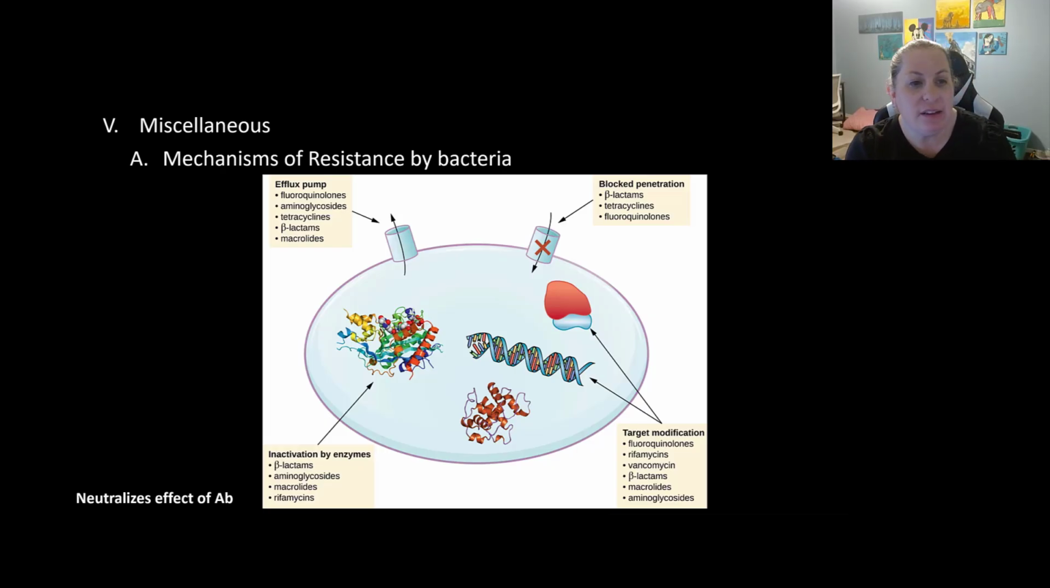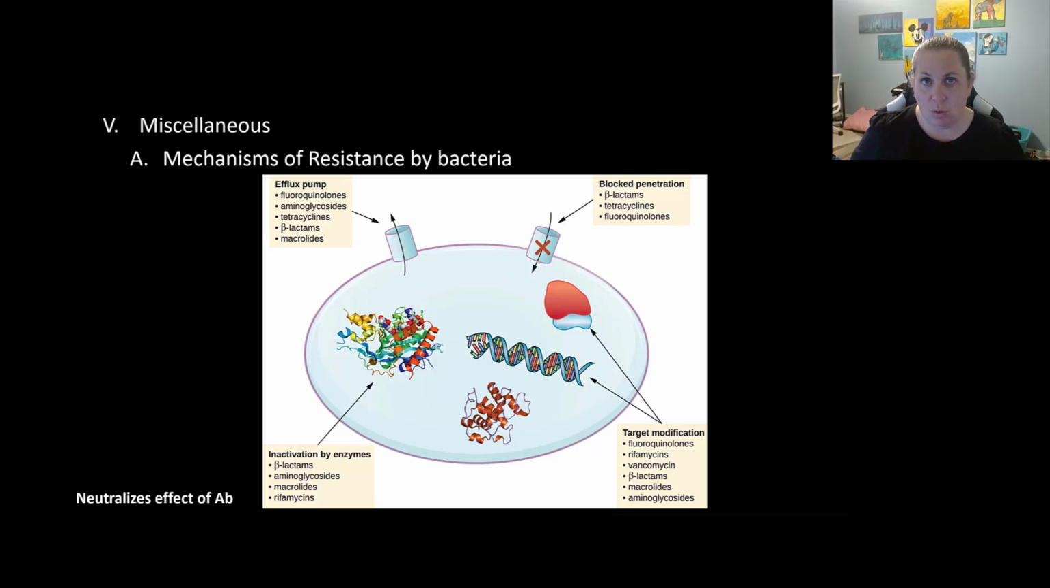Another one is inactivation of enzymes. These guys can come in and they can inactivate the enzymes that are going to be helpful in the antibiotic being effective. And then last, they can actually target the modifications. They can target the DNA and the ribosome levels in order to help fight that. This is what creates a lot of that antibiotic resistance that we see. Okay, so these are some of the tools that the bacteria can have in order to help protect itself.